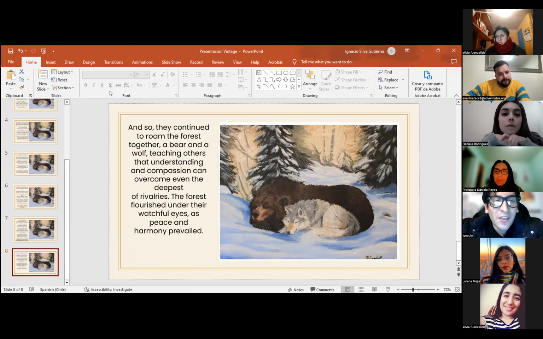And so they continued to roam the forest together, a bear and a wolf, teaching others that understanding and compassion can overcome even the deepest of rivalries. The forest flourished under their watchful eyes as peace and harmony prevailed.